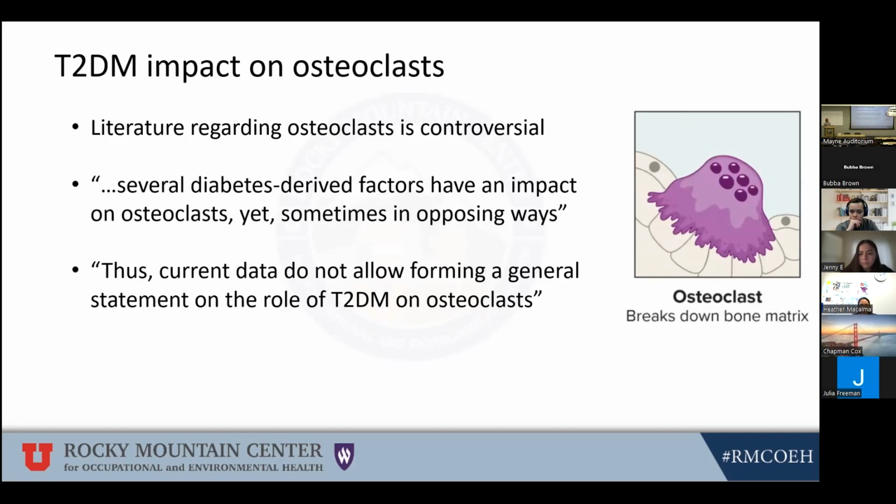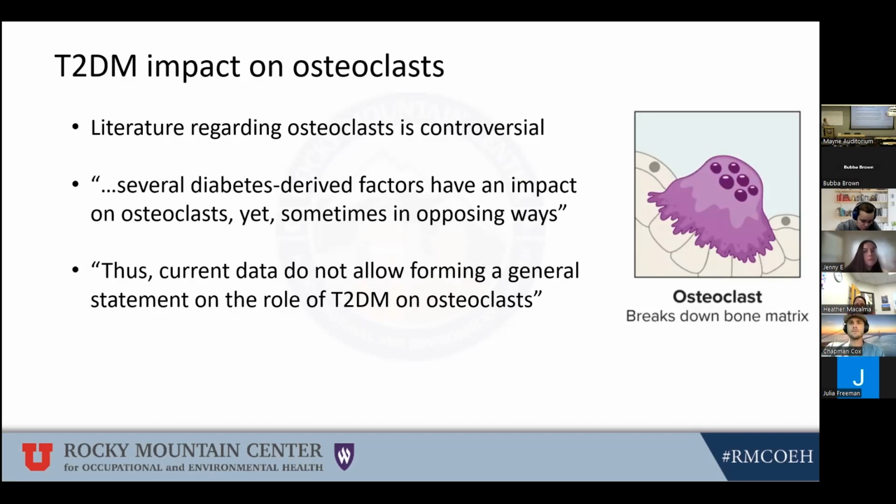Okay, so now the osteoclasts. This is kind of an interesting one. The osteoclasts, their role is to remove the old bone in the bone remodeling process, but the literature regarding osteoclasts in type 2 diabetes is controversial. So I just put a couple quotes here from the article.